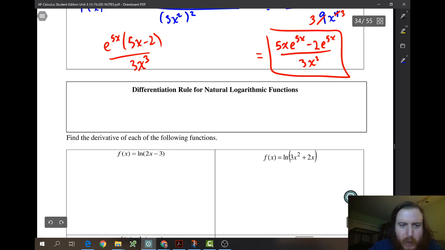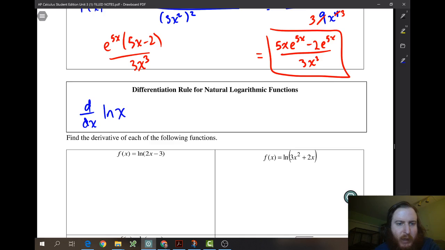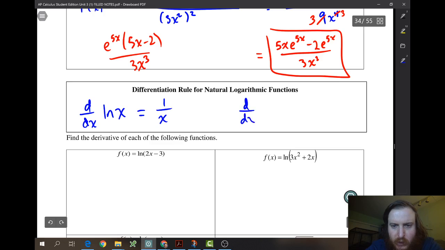So the derivative of ln of x, again, these are just derivatives that we're going to memorize. Just like how we memorized the derivative of sine was cosine, we're going to memorize these two derivatives. So the derivative of ln of x is 1 over x. And so similarly, the derivative of ln of some box of anything besides x, this is the chain rule portion of it, will be 1 over the box times the derivative of the box.